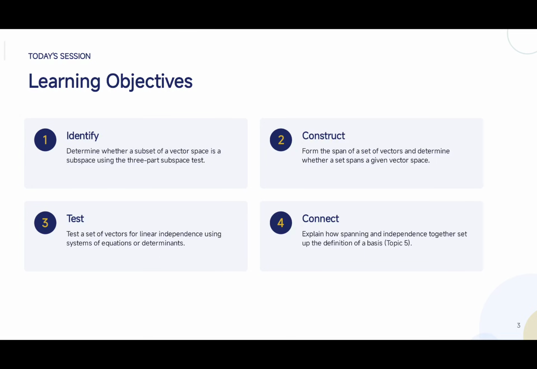Here's what you should walk out of this room being able to do. First is identify. Determine whether a subset of a vector space is a subspace using the three-part subspace test. Second is construct. Form the span of a set of vectors and determine whether a set spans a given vector space. Third is test. Test a set of vectors for linear independence using systems of equations or determinants. Fourth is connect. Explain how spanning and independence together set up the definition of a basis, or topic 5.